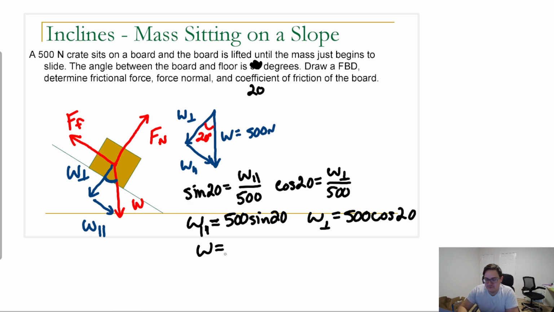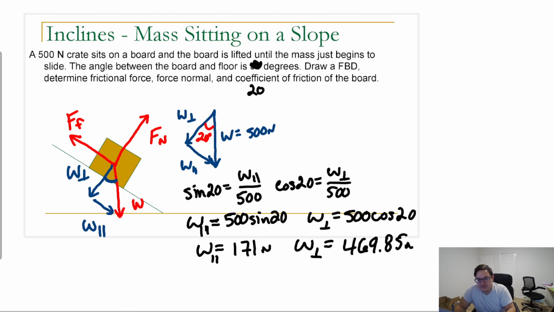500 sine 20. That's going to be 171 newtons. And weight perpendicular equals 500 cosine 20, which is 469.85. All right.